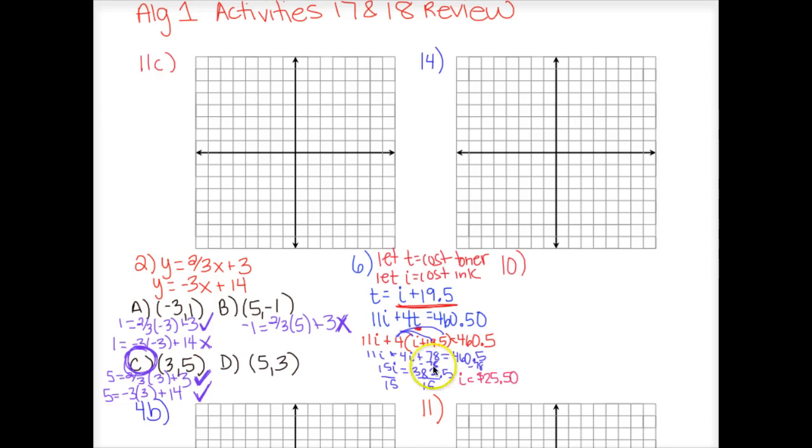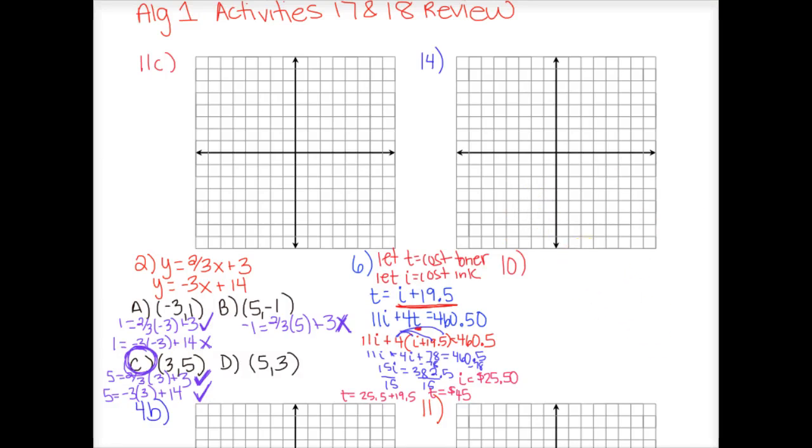You need to actually write out ink costs $25.50. I'm kind of out of room here for writing that. Then I need to find T. So T I know is I plus 19.5, so T is going to equal 25.50 plus 19.5. And so then I find that T is $45. So toner costs $45. All right, next one we're going to look at is number 10.